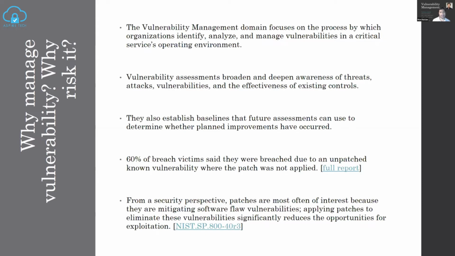So, an interesting stat there: 60% of the breach victims said they were breached due to an unpatched known vulnerability where the patch was not applied. What makes it worse is that people were just being complacent. They simply did not keep up with the updates, right? That is one of the main ways you can secure your system, just simply by keeping those systems up to date.